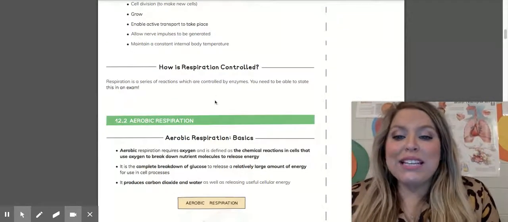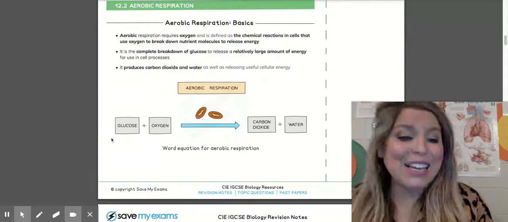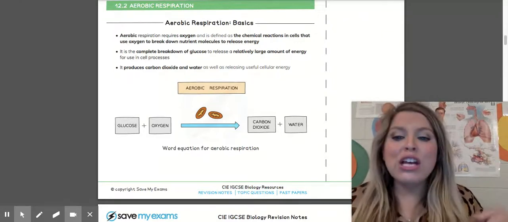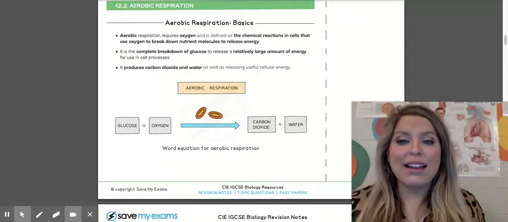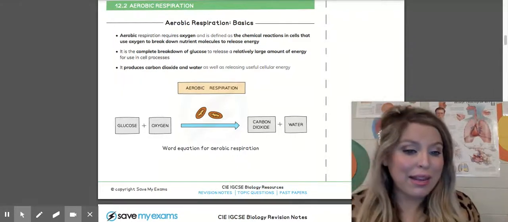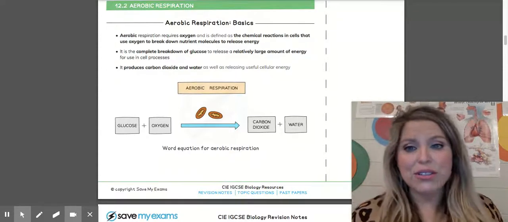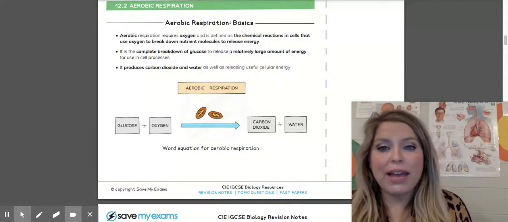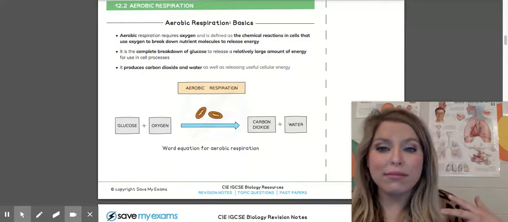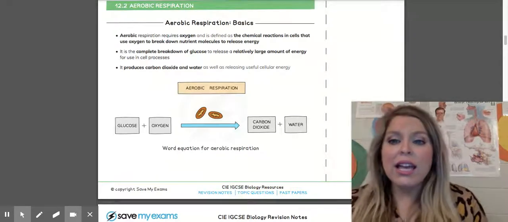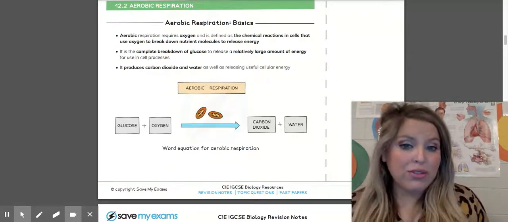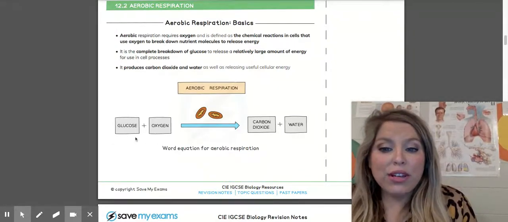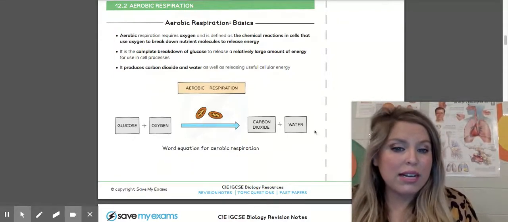Okay, we need to make sure that we understand the equation for respiration, and it is in word form: glucose plus oxygen yields carbon dioxide plus water. So this is what's happening within the mitochondria, within your cells, if it is aerobic respiration, so oxygen being present. Oxygen allows the chemical reaction to take place to break down the nutrient molecules to release energy, okay? So we have glucose plus oxygen yields carbon dioxide plus water.